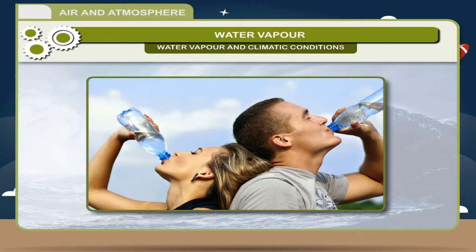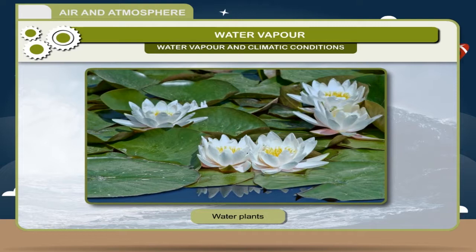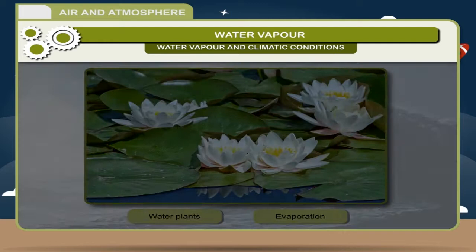We have to water plants twice a day during summers. Plants also lose water by way of evaporation. Nature maintains the balance of water by means of the water cycle.